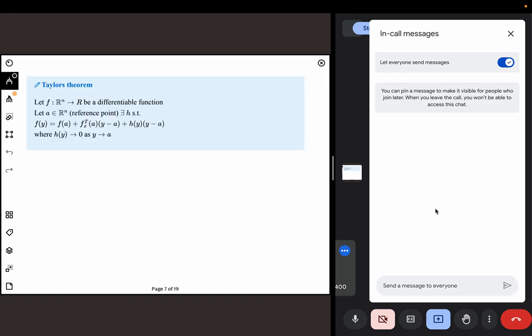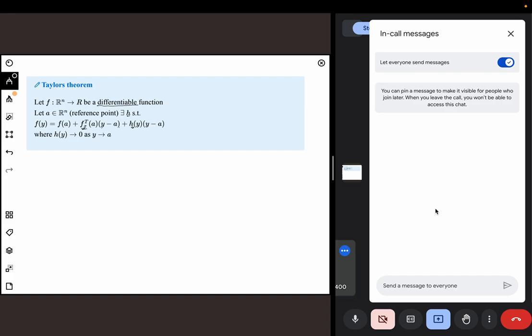Yeah, the next topic is Taylor's theorem. Most of you might already be familiar with this. So we have a function. The first requirement is that it needs to be differentiable. And then for a differentiable function, we'll consider some reference point a belonging to Rn. There will exist a function h such that f of y can be written as f of a plus this gradient vector times y minus a, plus h times y minus a. The requirement is that as you go close to the reference point, the function value h tends to 0. That is the main requirement of Taylor's theorem.